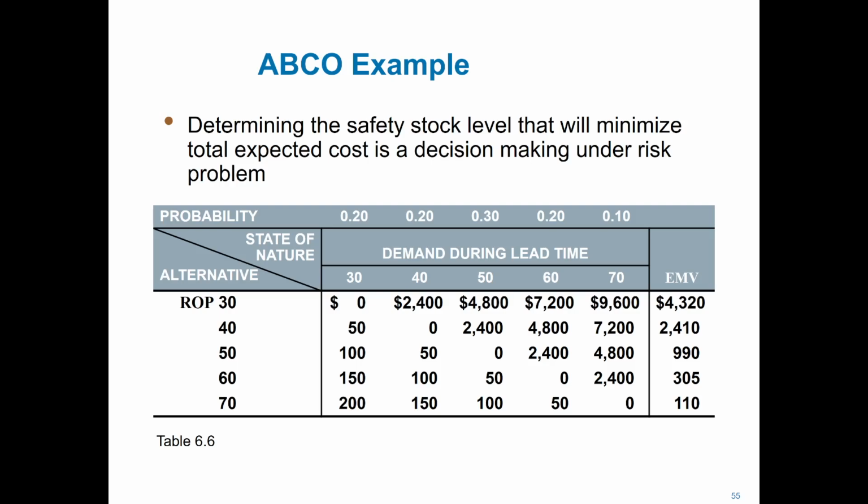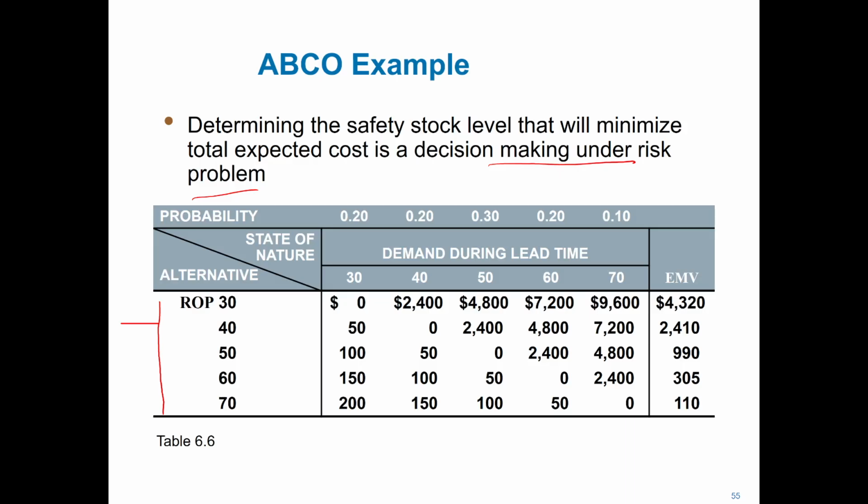Now, determining the safety stock level that will minimize the total expected cost is a decision making under risk problem. What we will do is we will make these alternatives here. We are keeping this inventory 30 units, 40 units, 50 units, 60 units and 70 units, and then we have a demand during the lead time which could be 30 units, 40 units, 50 units, 60 units and 70 units, and we will see what is the expected value coming.